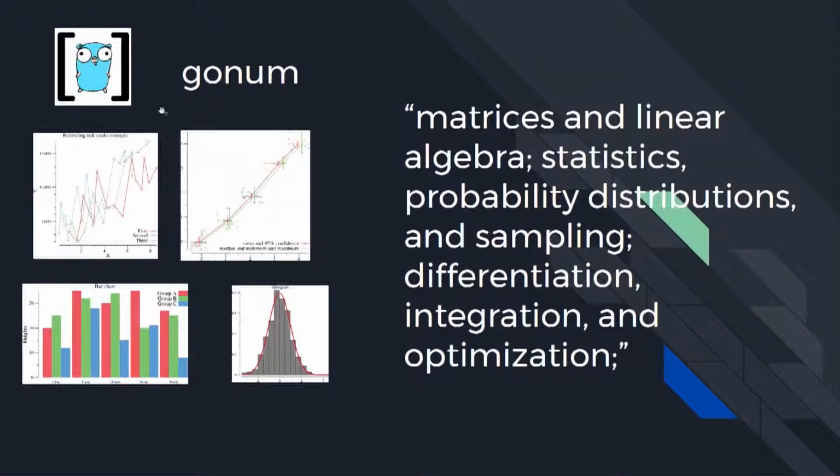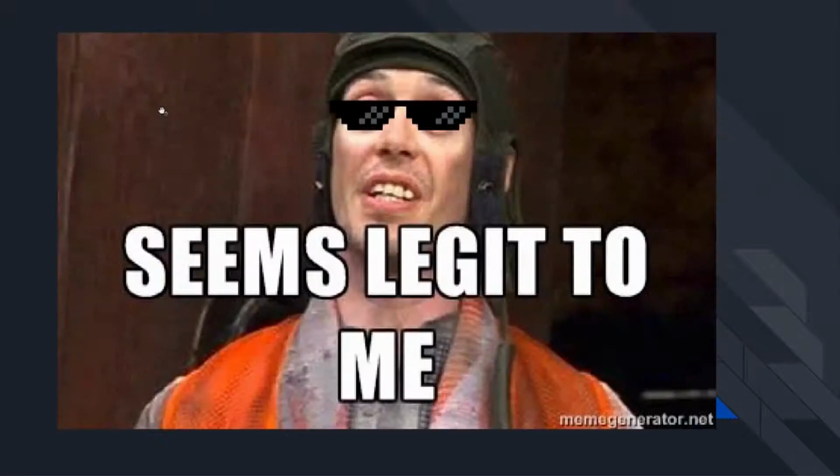Gonum is a set of libraries that allow us to do some maths over data. For example, make some linear algebra, make some statistics or probabilities, and plot the beautiful graphs.